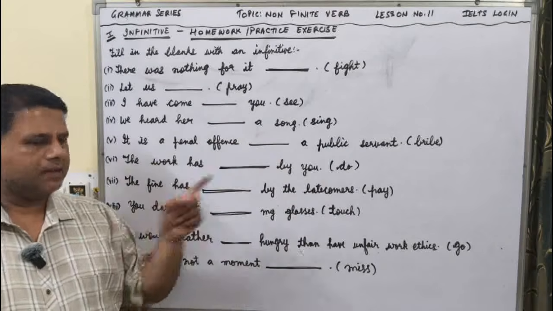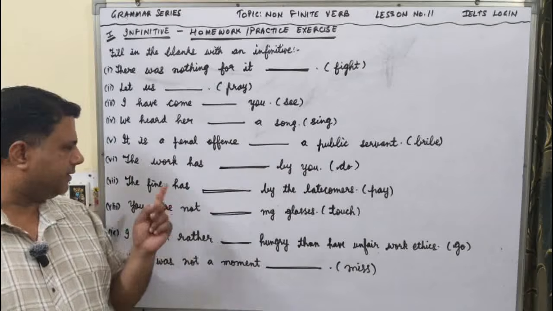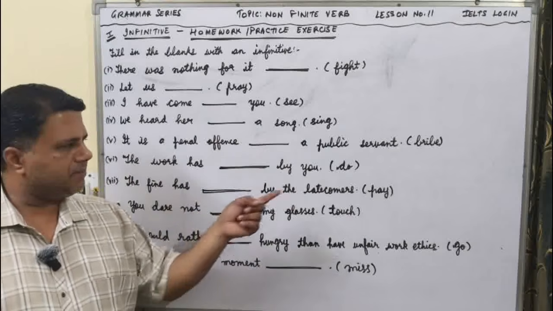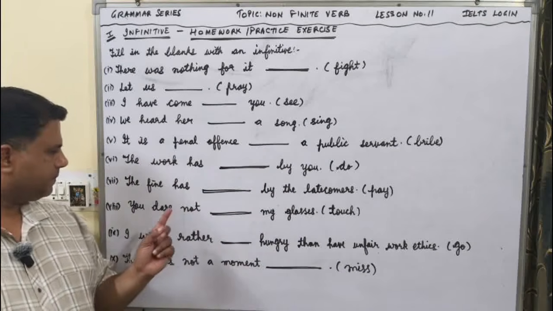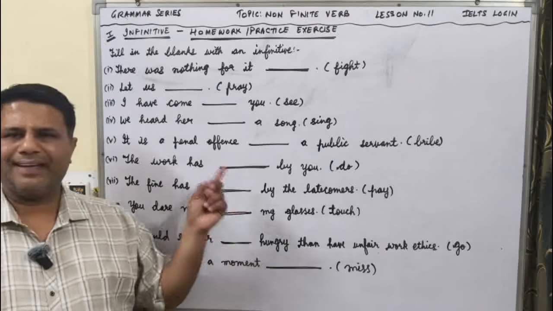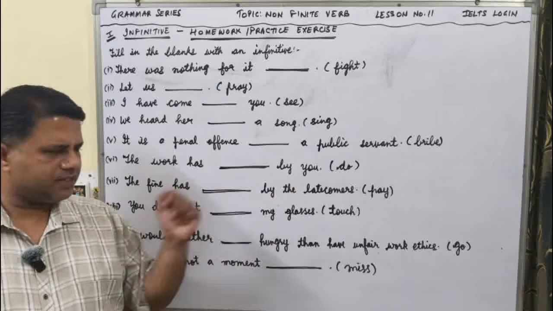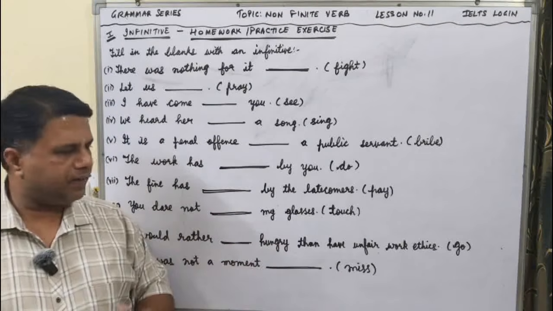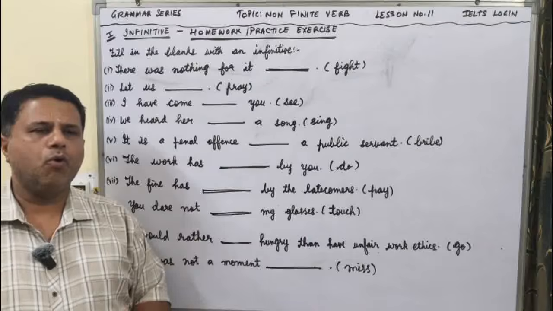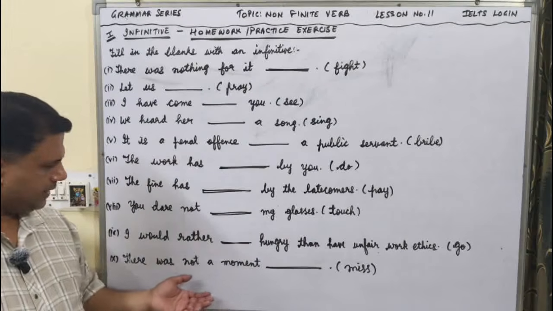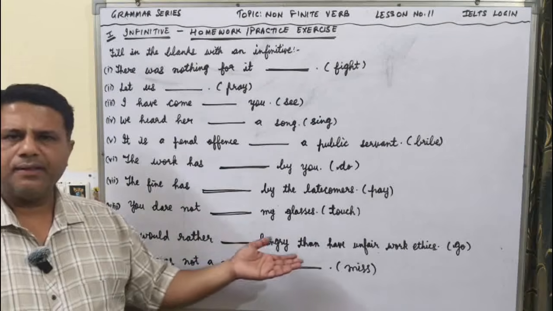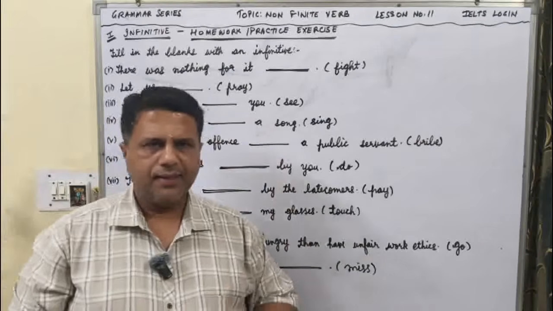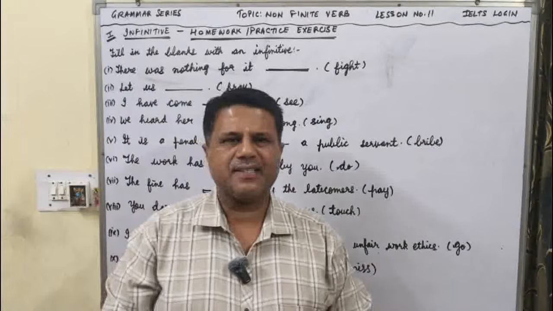The verb do is given in the bracket. The fine has dash by the latecomers. In the bracket we have pay. You dare not dash my glasses. Bracket touch is the verb. I would rather dash hungry than have unfair work ethics. So go is the verb given to us. There was not a moment dash miss. These are the verbs given in the brackets. Do go for the practice exercise.